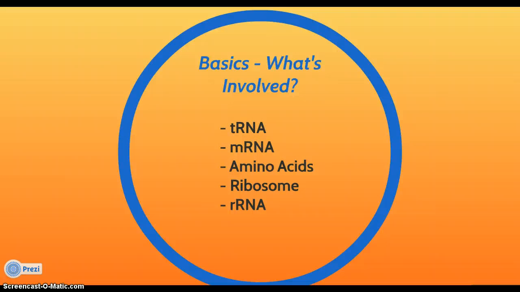Basics. What's involved? During translation, a succession of tRNA molecules add their particular amino acid to the polypeptide chain as the mRNA is moved through the ribosome. The components involved are tRNA, mRNA, amino acids, ribosomes, and rRNA.